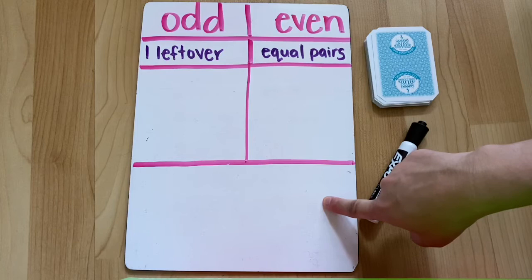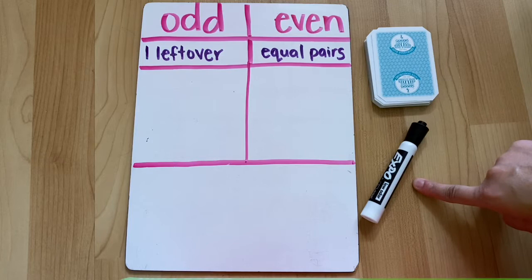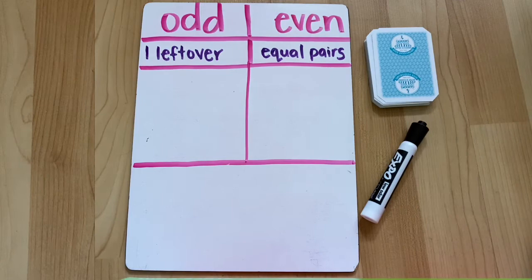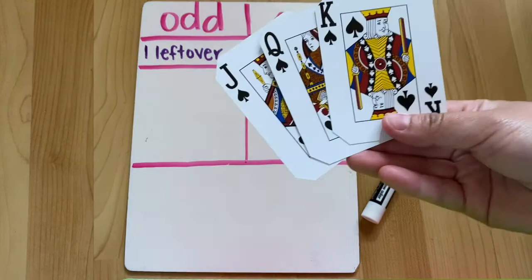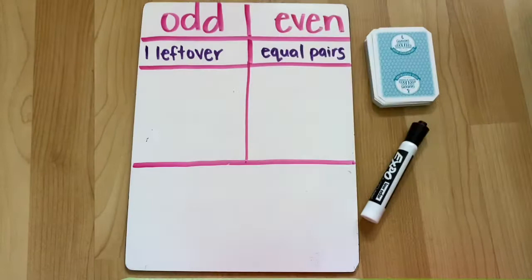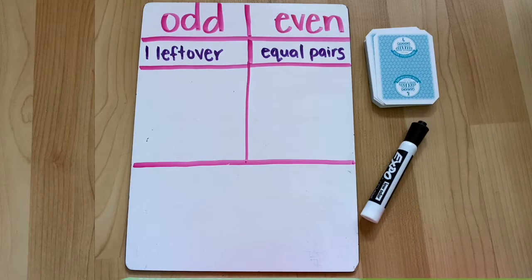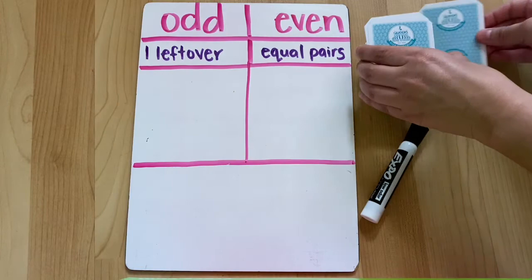Okay friends, for this odd and even card game, you are going to need a whiteboard or a blank piece of paper, a marker or a pencil or pen, and a deck of cards. But for the deck of cards, I want you to take out all the face cards. So the face cards are cards that look like this. I want you to take those out of the deck of cards. All you are going to keep in here are the number cards and the ace cards. This card is going to stay in there because the ace will represent the number one.